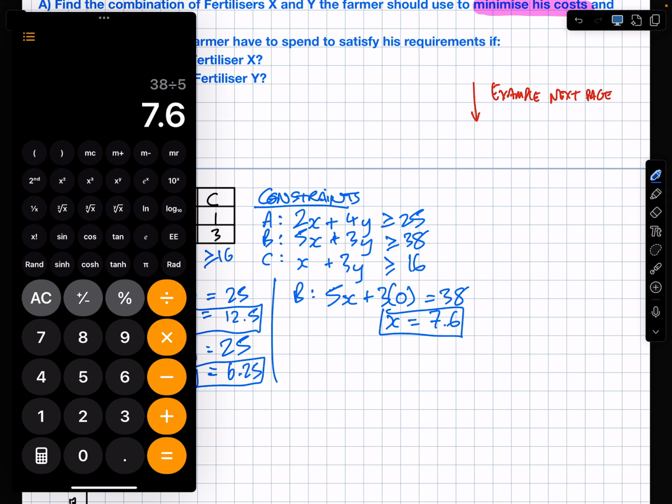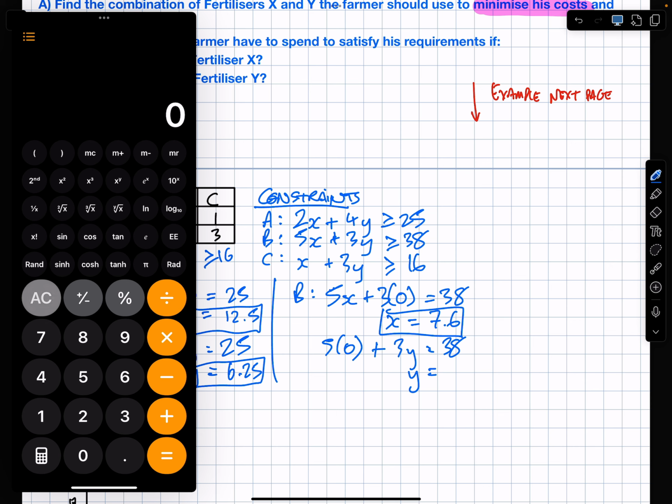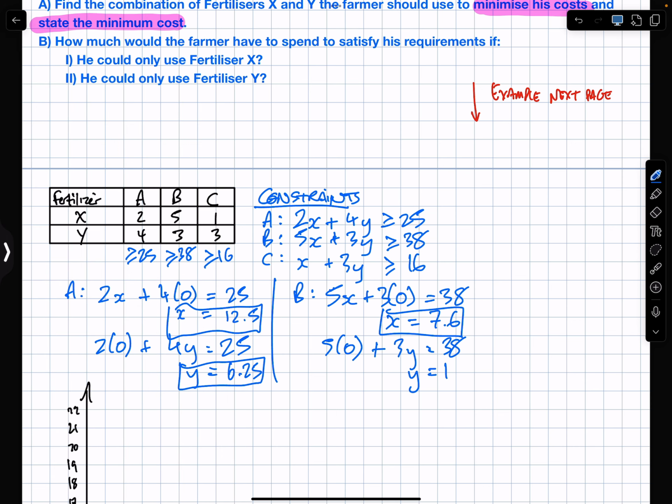What do I write for finding y? 5 lots of 0 plus 3y equals 38. So y is going to be what? 38 divided by 3. 12.67. Another sketchy one, sketchier than even before. So then C.